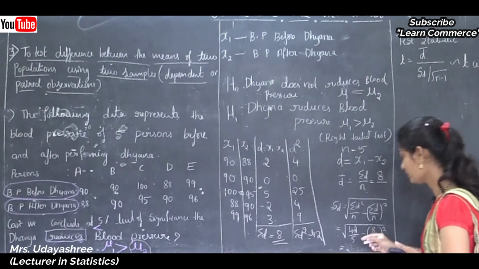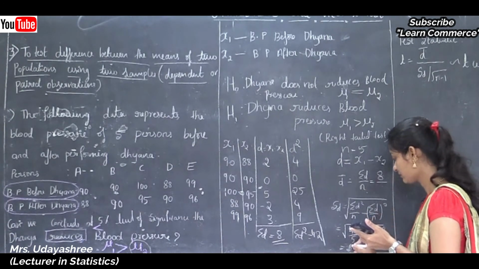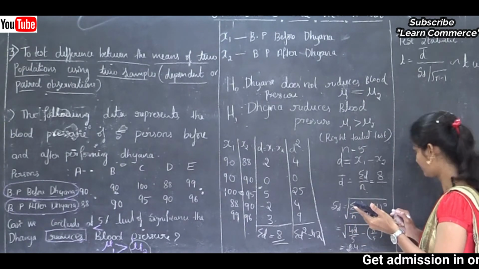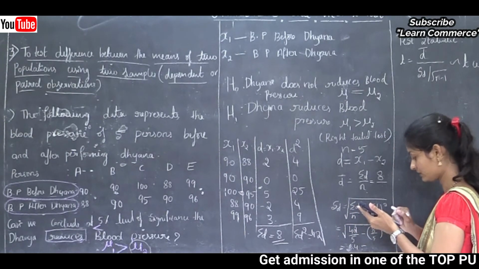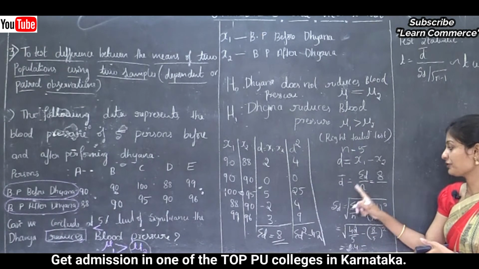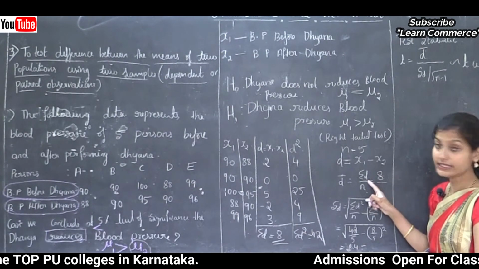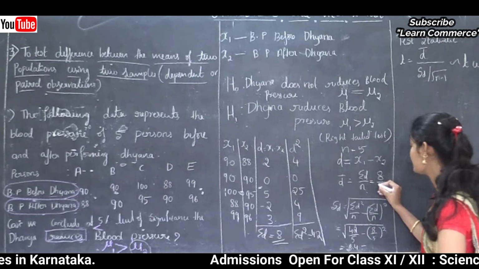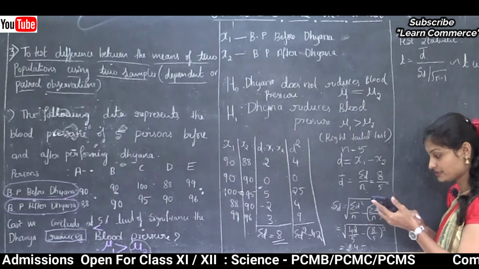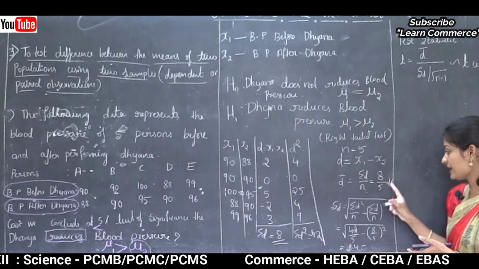This is equal to 42 divided by 5 is 8.4 minus... I'm sorry. First I will calculate this d bar. The d bar formula is sum of d divided by n. So here sum of d is 8, and n is 5. Then 8 divided by 5 is 1.6. So d bar is 1.6.